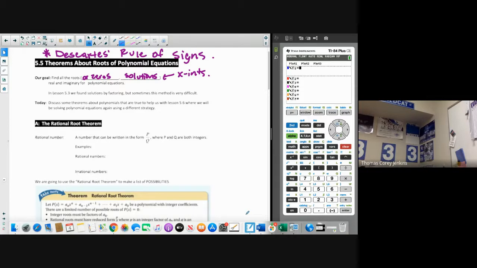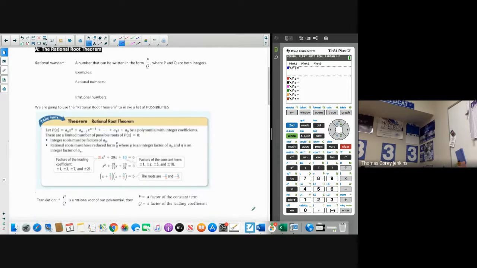One of the big theorems we're going to look at is the rational root theorem, where it's P over Q. Which one is P? Let me look in the notes. P are your factors of your constant, and Q would be factors of the leading coefficient.